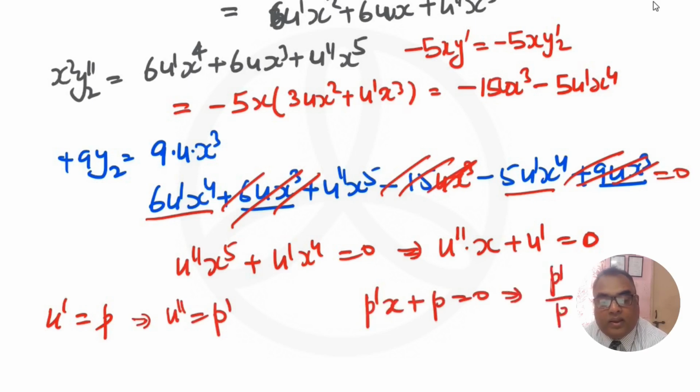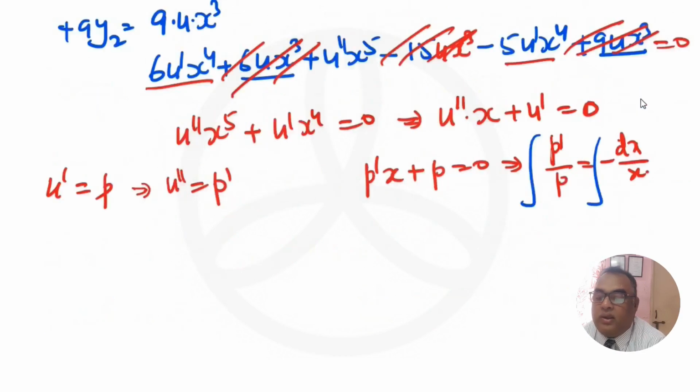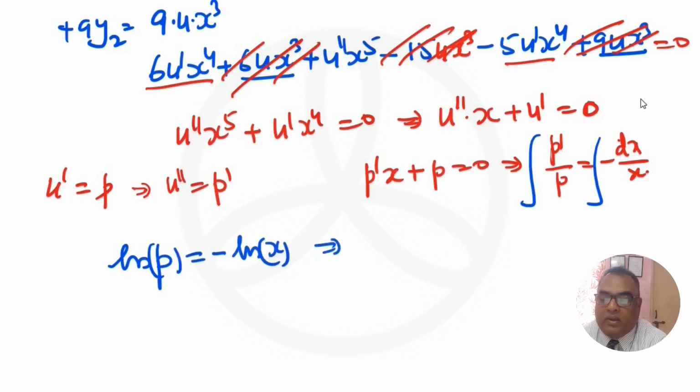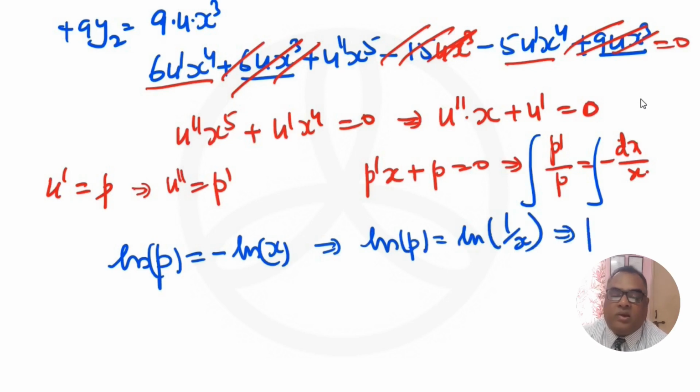minus dx by x. Apply integration on both the sides to get natural logarithm of p is equal to minus of natural logarithm of x, or write it as natural logarithm of p is equal to ln of 1 by x. Apply anti-log to get p is equal to 1 by x. I am actually leaving the constant of integration right now. We can put it in afterwards as well.